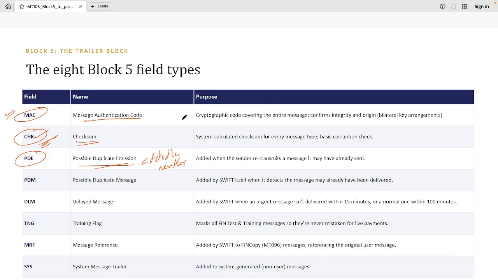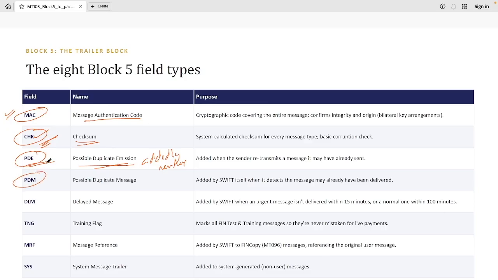Bank A may therefore retransmit the message with a PDE indication. It will say the message might have been submitted, so please perform duplicate checking before treating it as a new payment. The receiving institution should therefore reconcile the message using relevant references and payment attributes before posting it again. So Swift defines PDE as a trailer added by the sender to warn the receiver that the same message may already have been sent as an input to the FIN service.